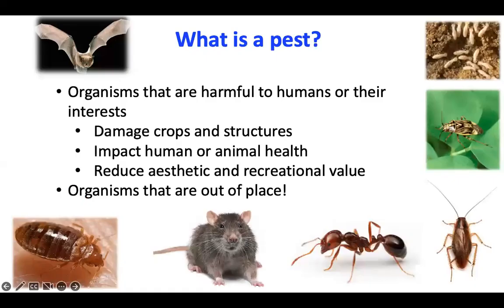So first, let's start with what is a pest. Pests are organisms that can damage crops, homes, and other structures, or interfere with desirable plants, impact human or animal health, and they can also reduce the value of collectibles. They may transmit disease or may be just a nuisance. In short, pests are organisms that are out of place. You may see some familiar ones on these slides.